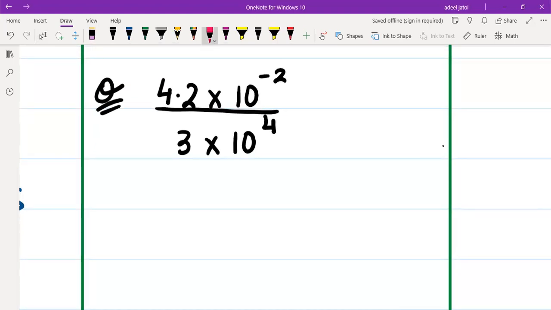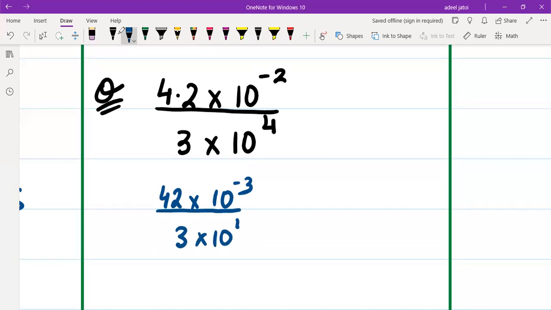So can we do one thing? Let's change 4.2 first. Let's change 4.2 to 42. If we move the decimal to here, are we moving from left to right? When we are moving from left to right, your power will be negative. So let's write this down. This should be 42 into 10 to the power minus 3 upon 3 into 10 to the power 4.